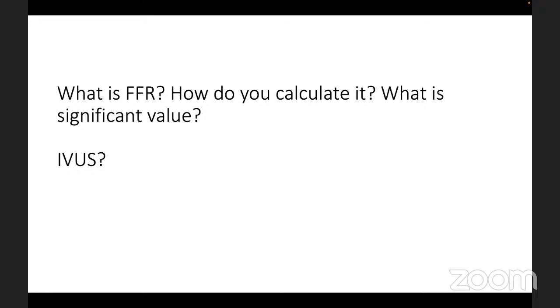IVUS is more objective than the visual assessment of the coronary angiogram, and that's why they're relying more on the FFR and the IVUS rather than just the visual assessment of the coronary. It's an objective assessment. So they actually measure the minimum luminal area, not the diameter. And if it's less than 6 in the left main, it's considered to be significant. If it's less than 4 in the other vessels, it's considered to be significant. Millimeter squared.